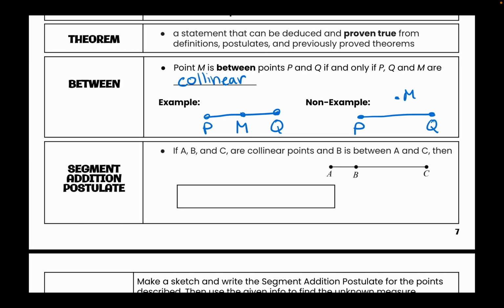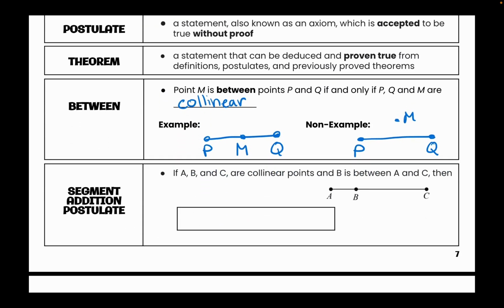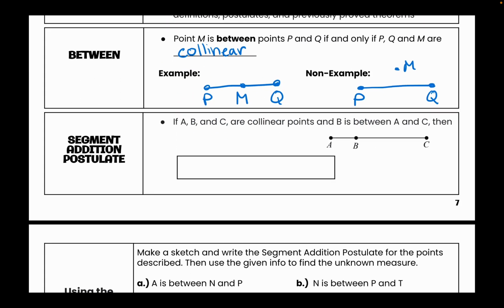Segment addition postulate. So what we just did up here in this picture is segment addition. So if A, B, and C are collinear points and B is between A and C, then we know that AB plus BC will get us AC. So AB plus BC is equal to AC. Notice how I didn't have the lines on top for segments? That means I'm just talking about the length of these segments, not the actual segment.